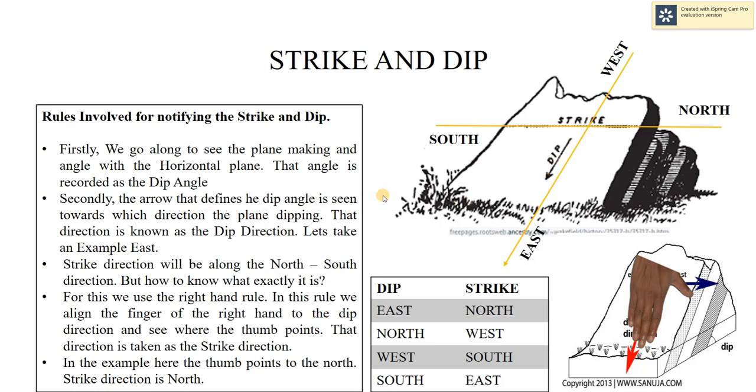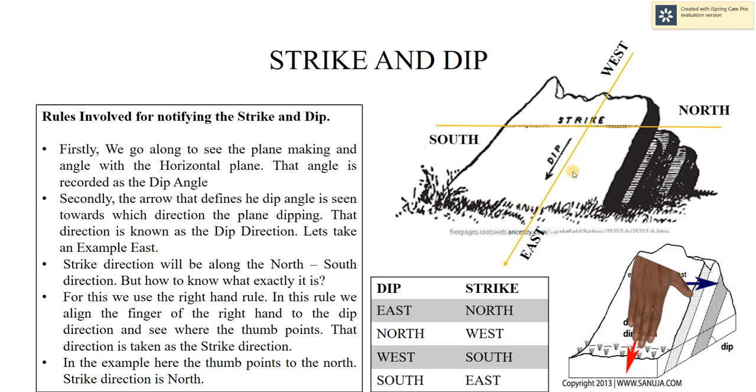Secondly, we go to the arrow that defines the dip direction. Over here we got the dip angle, but the direction of the dip is, let's say, towards the east in this example. So this dip is dipping towards the east at an angle. The way we say it is that this rock form or tilted bed is dipping in the east direction at an angle of, let's say, 30 or 40. Okay.